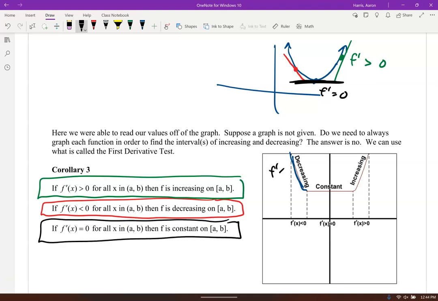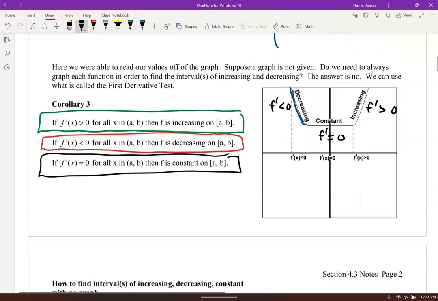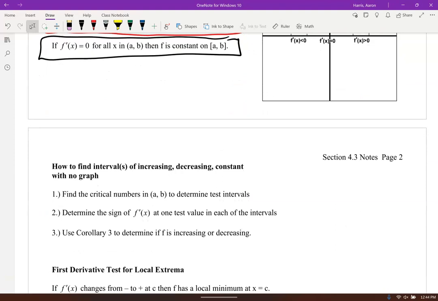So f prime less than 0 is decreasing, f prime greater than 0 is increasing, and f prime equals 0 would be constant. So what we're going to do to find the intervals without a graph is find the critical numbers, and that'll give us the testing intervals. So where does the derivative equal 0? Where is the derivative undefined? And then determine the sign on those intervals.